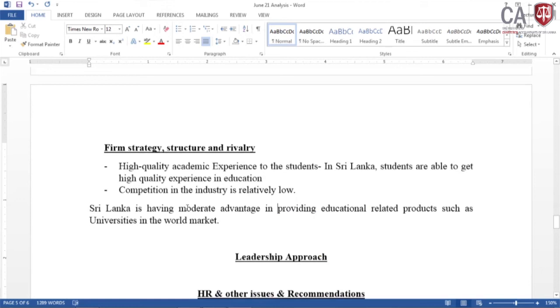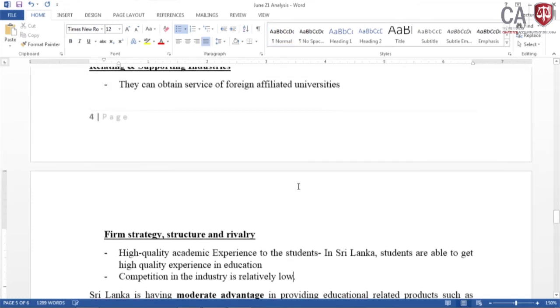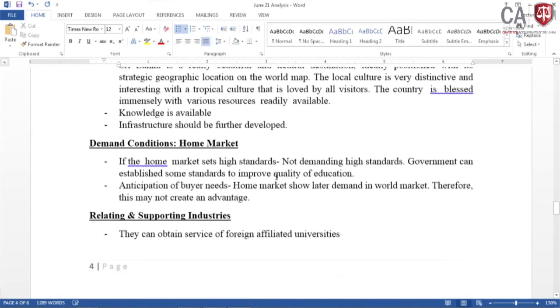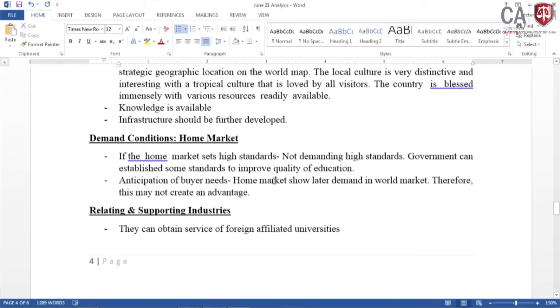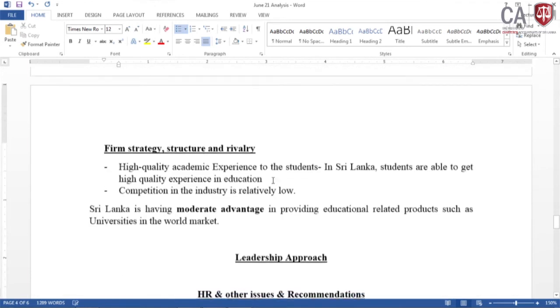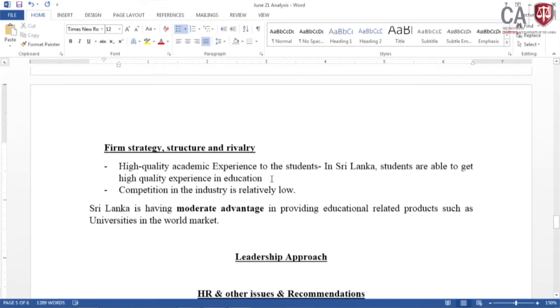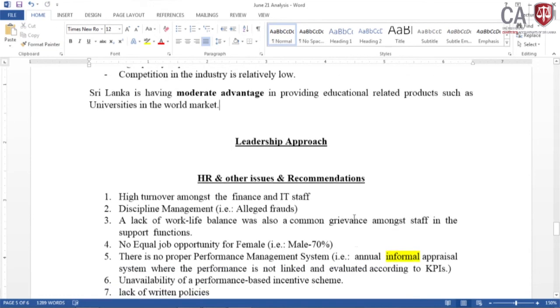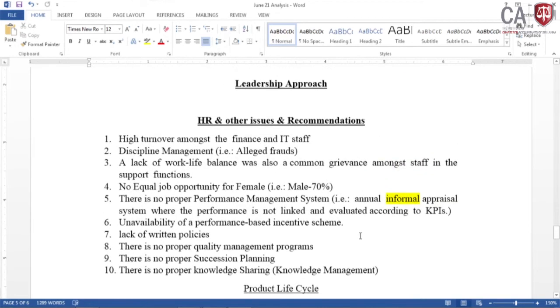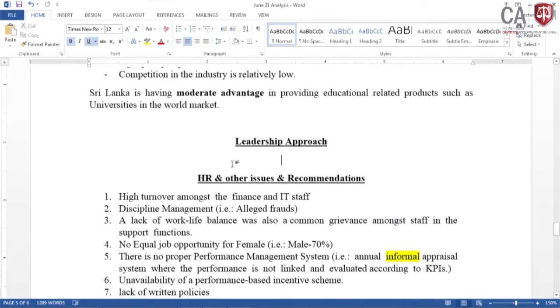Right, I will say moderate advantage, not a big advantage, because some of them are good, right, but it's a factor condition okay, demand condition is not much favorable. Related support industry is also moderate, firm strategy and structure and rivalry also moderate. That is why I make these conclusions. Moderate advantage providing education related products such as university in the world market. Then what do you think about leadership's approach here?